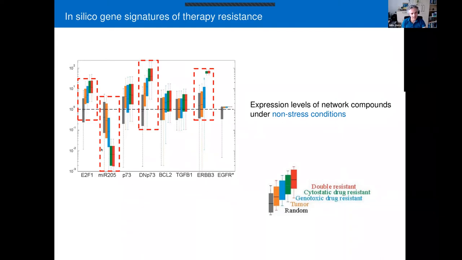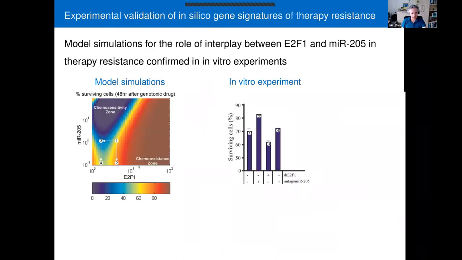And something very interesting we found here is an interplay between E2F1 and microRNA-205. As you see, they are somehow anti-correlated. When the expression of E2F1 increases, the expression of microRNA-205 decreases. So then what we did is we went back to the model and made very detailed simulations in which we systematically change the expression levels for E2F1 and for the microRNA, and we compute, after applying the genotoxic drug, how many cells survive the therapy. And this is what is represented in this figure here.